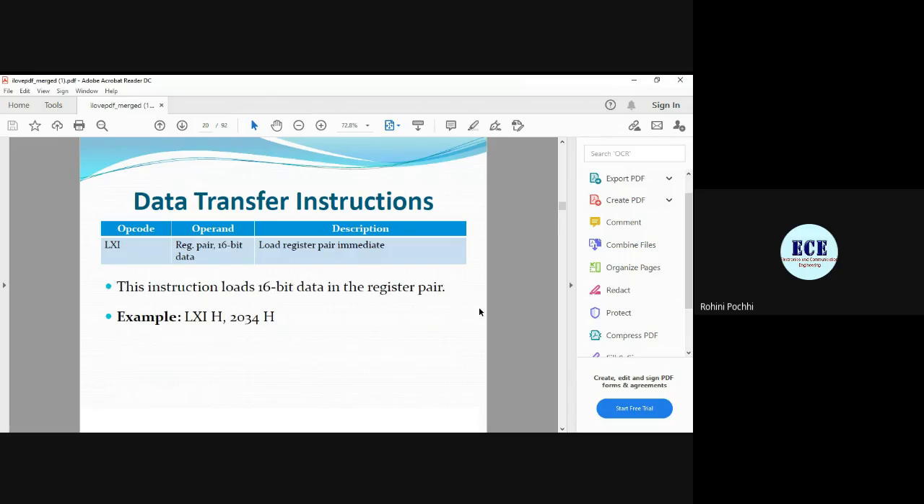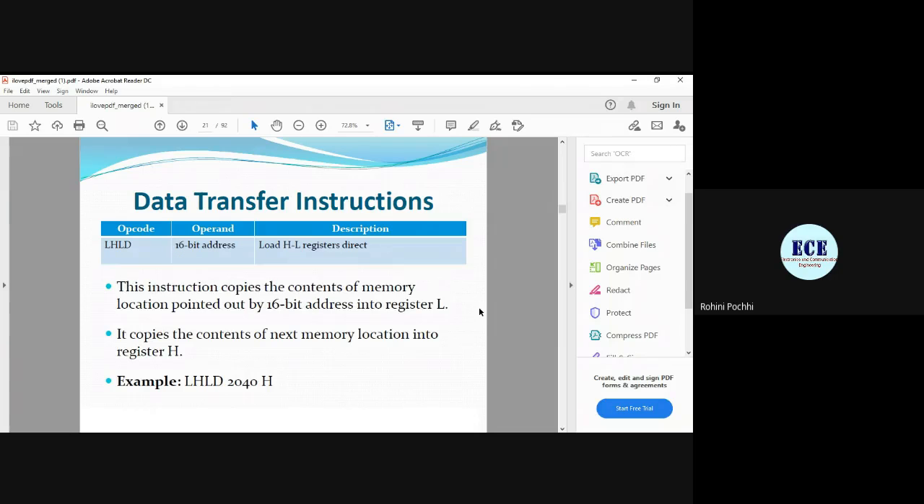LXI is register pair, 16-bit data: load register pair immediate. This instruction loads 16-bit data in the register pair. Example, LXI H, 2034H, where 2034H is the memory location to transfer the data from one place to another place. LHLD is the opcode. This instruction copies the content of the memory location pointed out by the 16-bit address into register L. It copies the content of the next memory location into register H. Here is the example: LHLD 2040H.